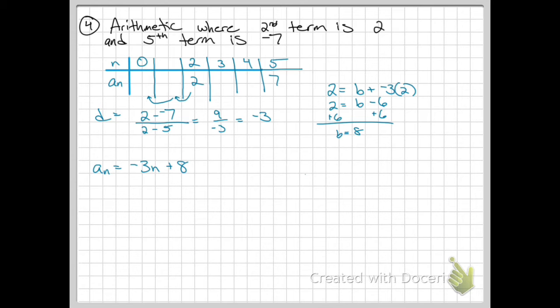And probably check and see if that works for the fifth term, right? If I plug in 5, that's negative 15 plus 8 does give me negative 7. I forgot my negative 7 in the table. Sorry about that. So that is my explicit formula for that sequence. So find the slope, subtract the y's, subtract the x's, but they're n's, right? And then use the equation to solve for the y-intercept, the 0 term.